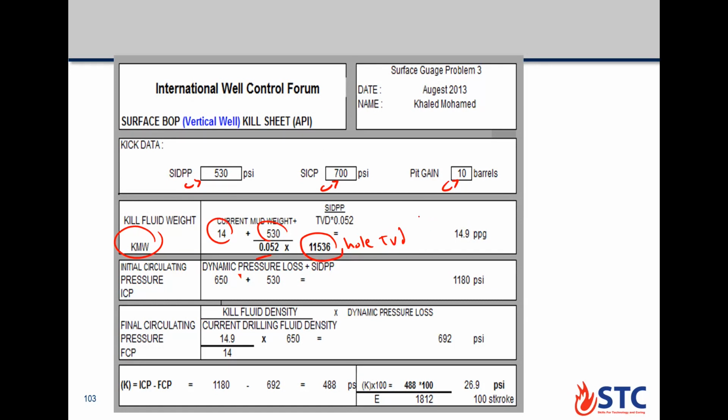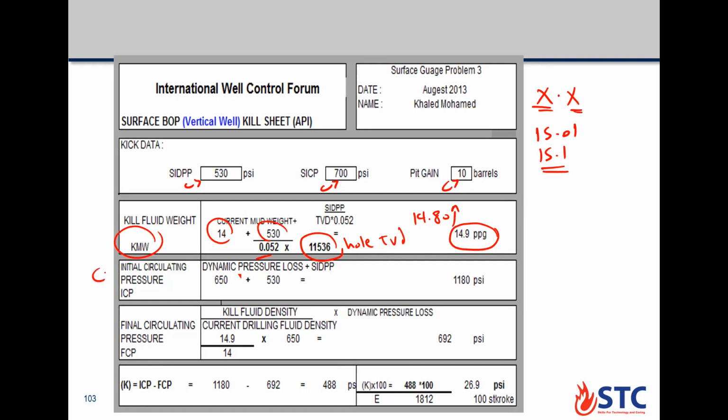For example, if the answer is 14.80, we need to keep the mud weight as one integer number and one decimal number. So here, for the kill mud weight, we need to have additional overbalance, so you're going to round up this value. It will be 14.9. If the mud weight is 15.01, you need to keep it 15.1, and so on.